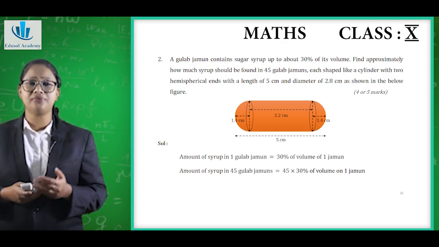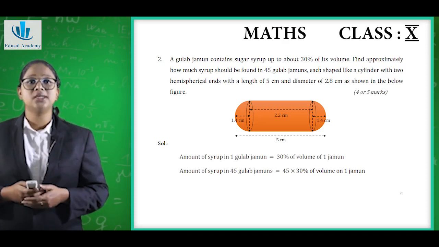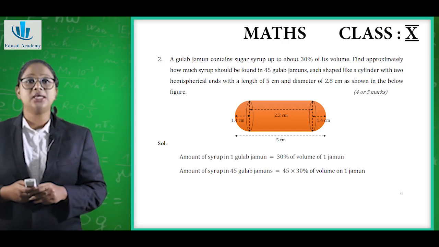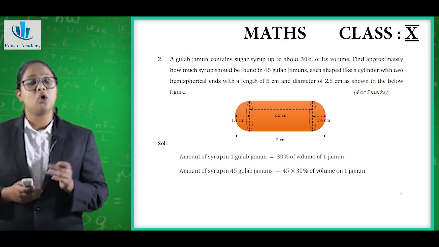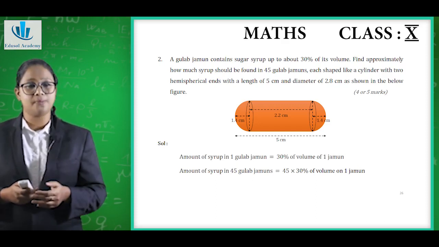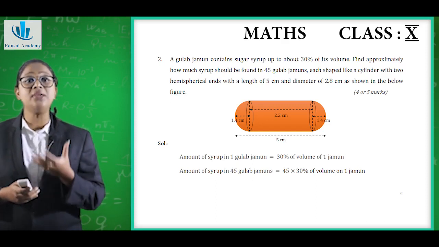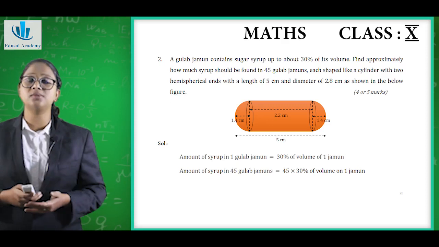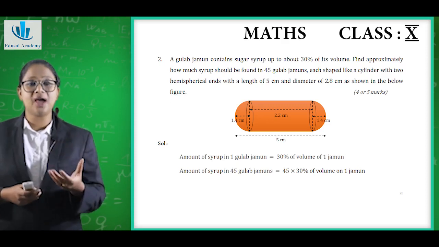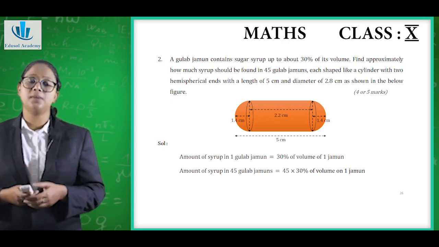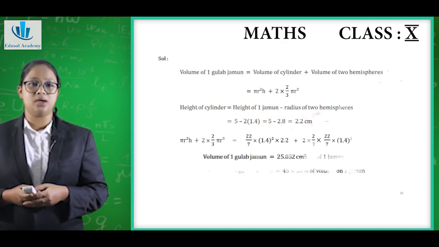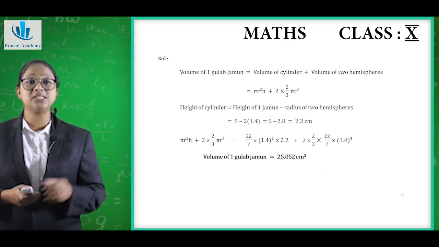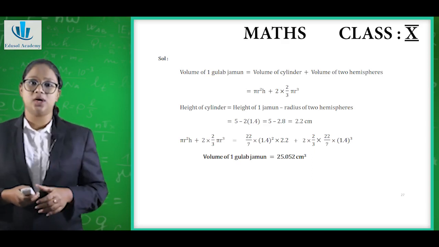Now we have to find the amount of syrup, right? So it's given that amount of syrup in one gulab jamun is equal to 30% of its volume. And we are supposed to find amount of syrup in 45 such gulab jamuns. So amount in 45 gulab jamuns is given by 45 multiplied by 30% volume of one jamun. Now we'll do it part by part. Let's first find volume of one gulab jamun.